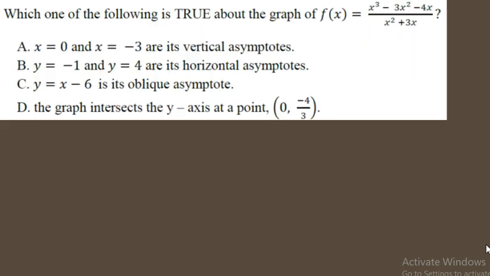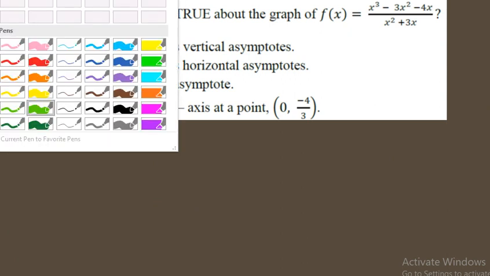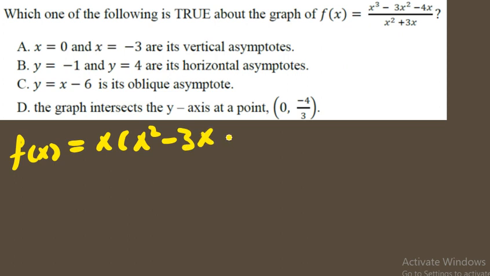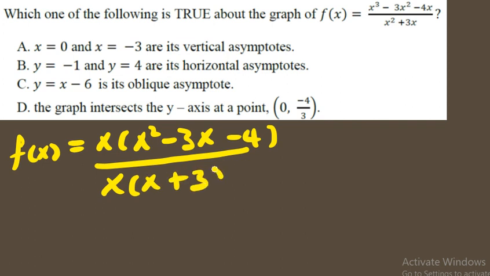Next question. Which one of the following is true about the graph of f of x equal to x cubed minus 3x squared minus 4x over...? Okay, we have to simplify first. Take out common factors in each. f of x will be, if I take out x common, x squared minus 3x minus 4, the whole over, again in the denominator, take out common, x plus 3 remains. And then factorize the upper bracket.